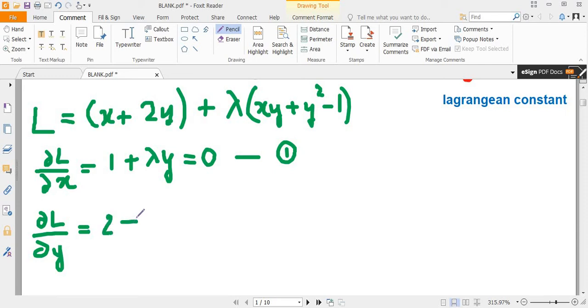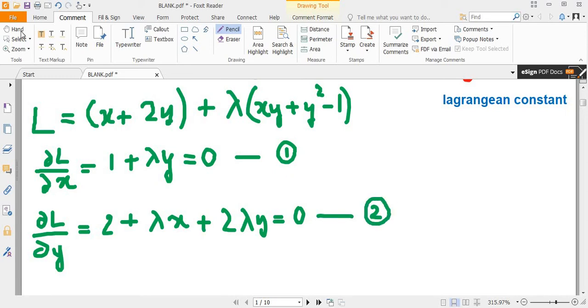And from the second bracket, since I'm differentiating with respect to y, I'm going to get a lambda x from here. That's what I'm going to write down. And then I'm going to get 2 lambda y. So I'm going to write down 2 lambda y from here. Again, as per the basic optimization principle, I'm going to equate it with 0, and I get my second equation.